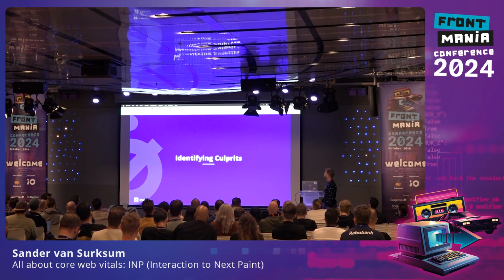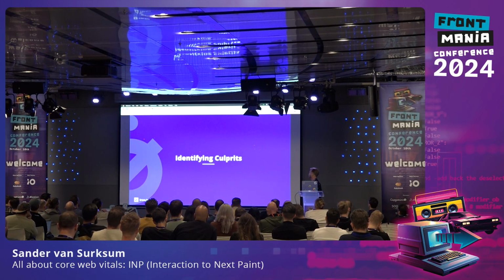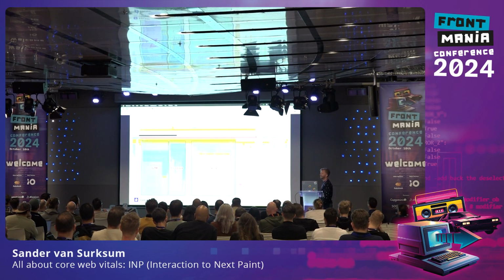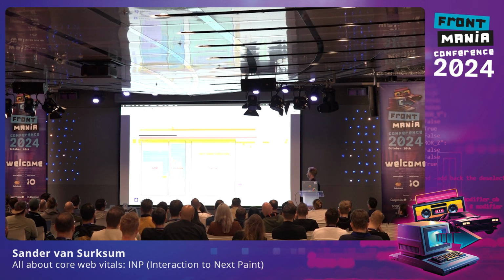Identifying culprits. In the demo I did before, I did a performance trace. So when you found out that you have a slow interaction, you can create a performance trace, and that will give you something like this. So this is the main thread, what you can see over here, and a really long task. And basically it gives you all the functions that are run when you click on this thing. It was a button, when you click a button.